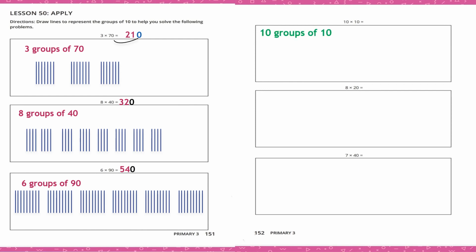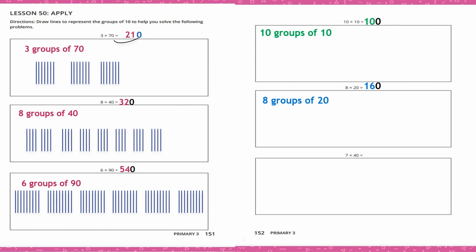Here we have 10 times 10. It means 10 groups of 10. I will take 0 out. I have 2 zeros here, so 0 in ones and 0 in tens, and 1 times 1 equals 1. The total is 100. Here, 8 times 20. I can say 8 groups of 20s, but I can take the 0 of 20 outside in the ones. And 2 times 8 is 16. So the total will be 160.